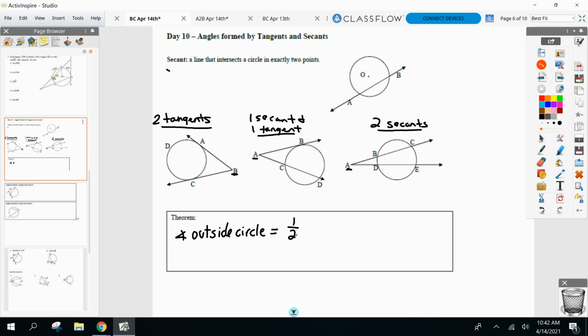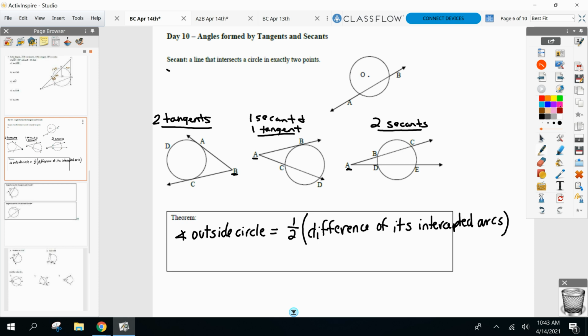What did we do for a floater angle yesterday? Half of its arc. And what did I do with the 2 arcs? Add them. You want to find one on the outside? Subtract them. All right, so I'm going to take half of the difference, meaning subtraction, of its intercepted arcs. So whatever arcs are in between, I'm going to subtract them.